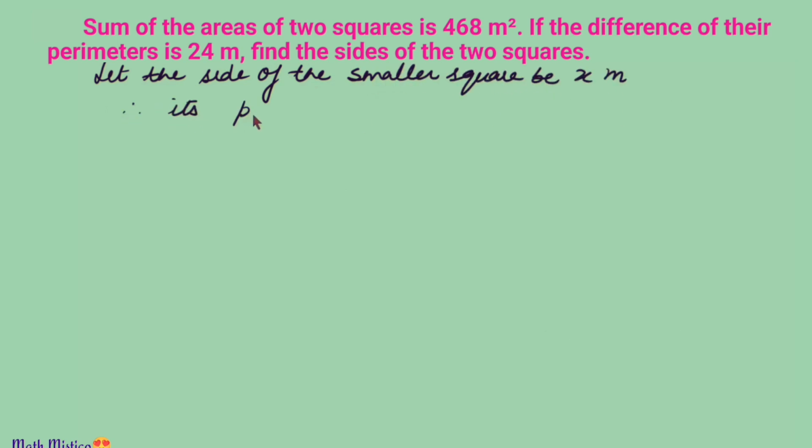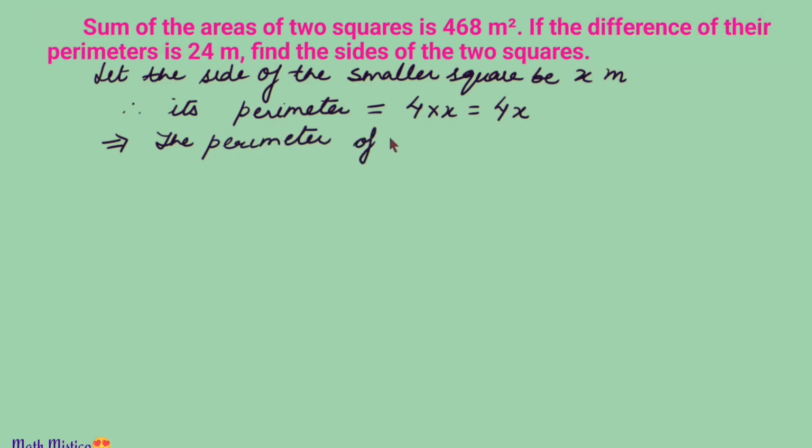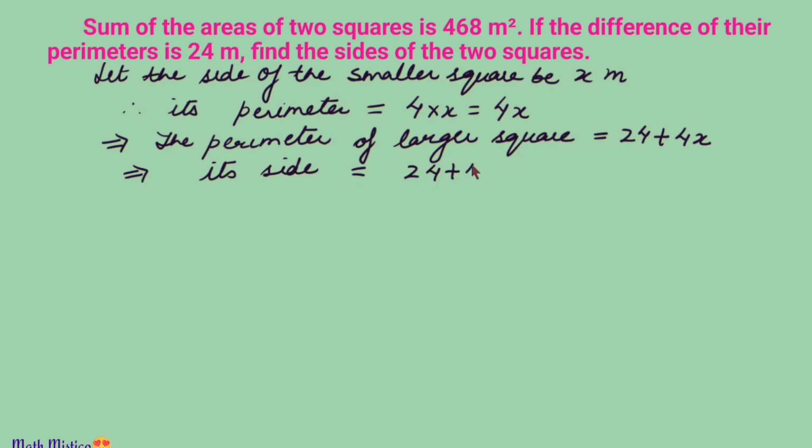Its perimeter will then be 4x. This means the perimeter of larger square will be 24 plus 4x. Therefore, its side will be (24 plus 4x) upon 4. Taking 4 common from the numerator and simplifying, it is equal to 6 plus x.